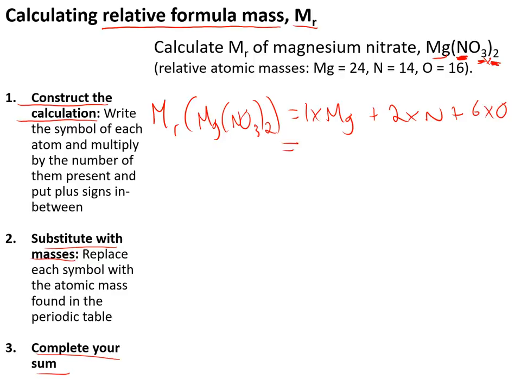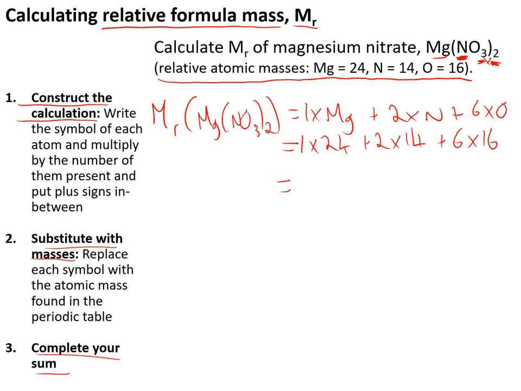Okay. The next thing it says is to substitute with the relative atomic masses. This will normally be given to you in the question, but if it's not, you can look it up on the periodic table. So for magnesium, that is 24, so 1 times 24 plus 2 times 14 for nitrogen plus 6 times 16 for oxygen. Okay. And if you just stick that all into the calculator in one long string, you will end up with an answer of 148. So the Mr for magnesium nitrate is 148.